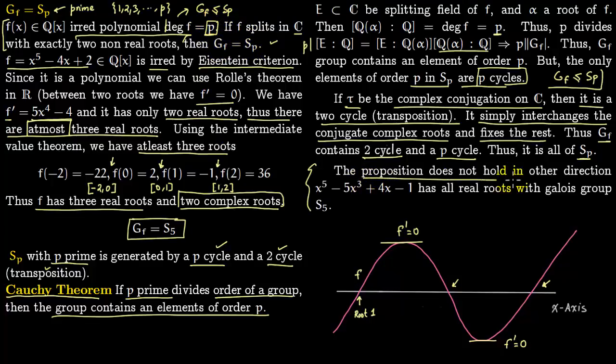The proposition does not hold in the other direction. That is, there are polynomials with real roots which can have a Galois group which is S_p. For example, you have this polynomial x^5 - 5x^3 + 4x - 1. It has all real roots and its Galois group is S_5. So it is not necessary that the polynomial has complex roots to have S_p, but this criterion is important because you can construct easy examples. But this shows that the converse doesn't hold.